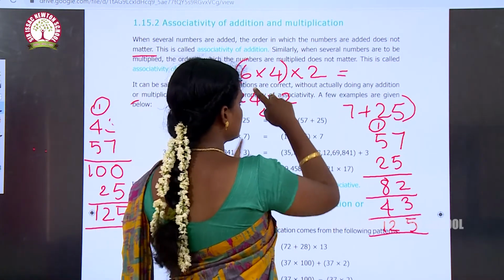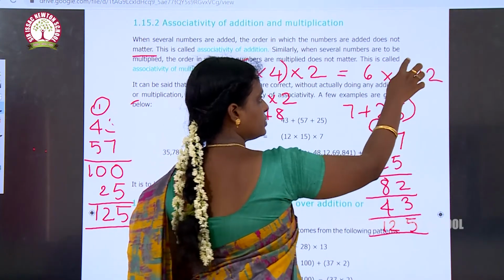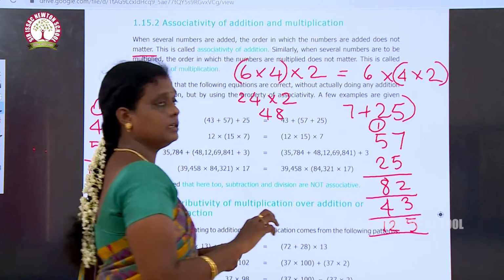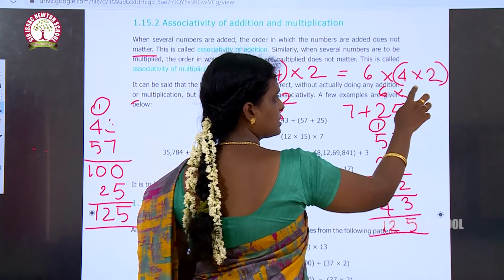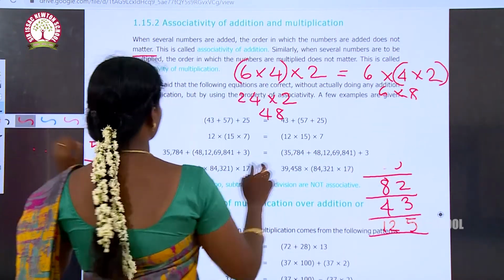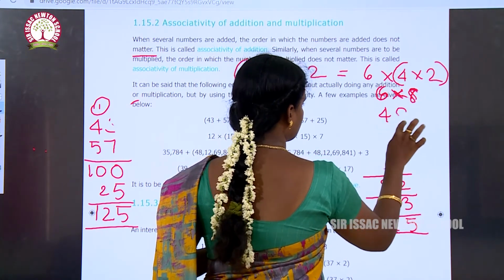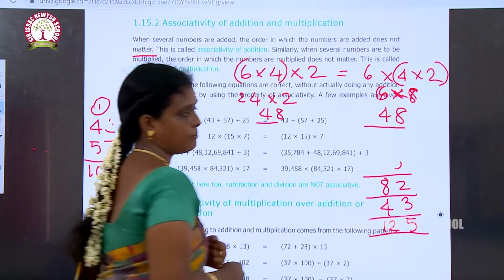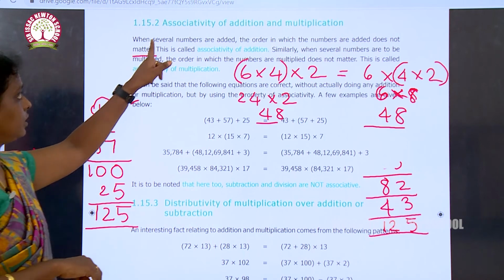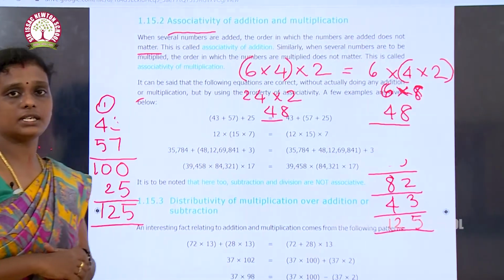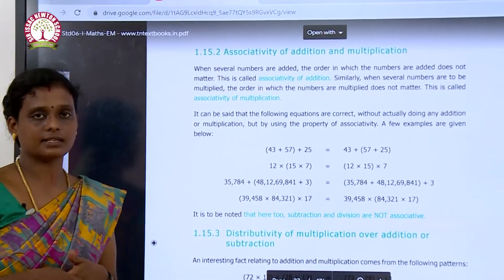What I am going to do is, again 6 into 4 into 2, but this time I am going to make these 2 numbers a group. So, here it will be 6 and 4 into 2, 4 2s are 8. See, 6 8s are, what is 6 8s? 48. See, both the answers are the same. Okay. So, this property is called associativity of addition and multiplication. Okay. So, we will continue with the next property in the next session. Thank you, children.